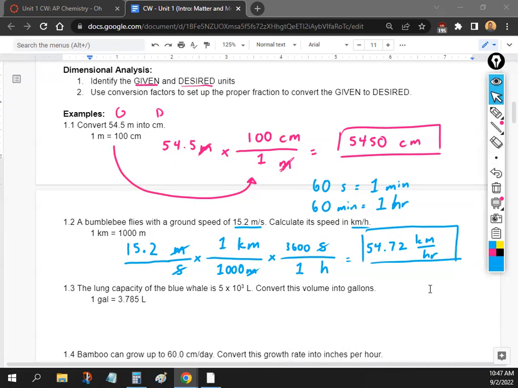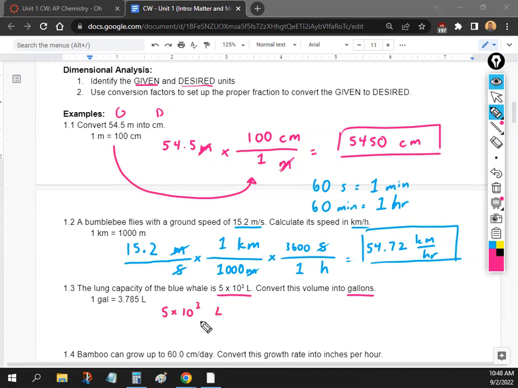Okay, so it says the lung capacity of a blue whale is 5 times 10 to the 3rd liters. And so this is our starting number, and we want to turn this into gallons. Okay, now we can plug this into our equation right away like this. So 5 times 10 to the power of 3 liters.